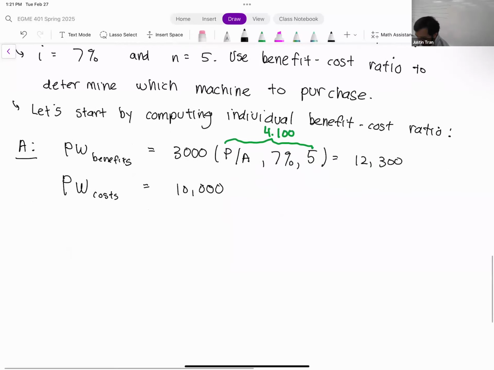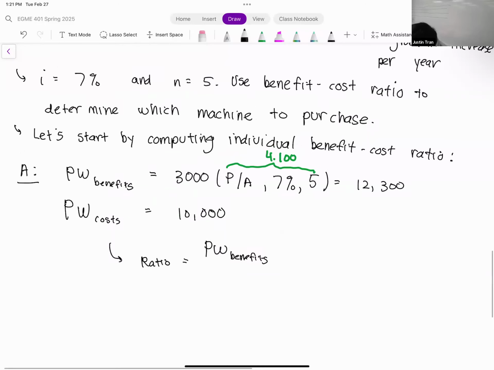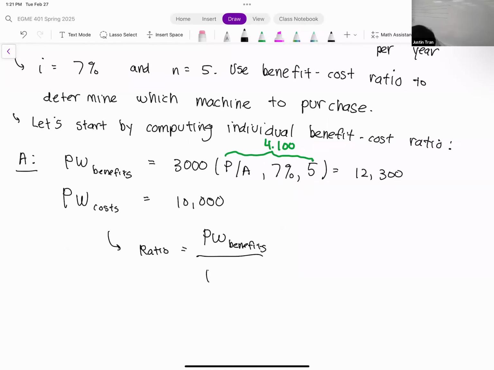Okay. All right, so we take these two, we compute the ratio. Okay. Take present worth of the benefits divided by present worth of the costs. So we take 12,300 divided by 10,000. We punch that into a calculator. We get 1.23.